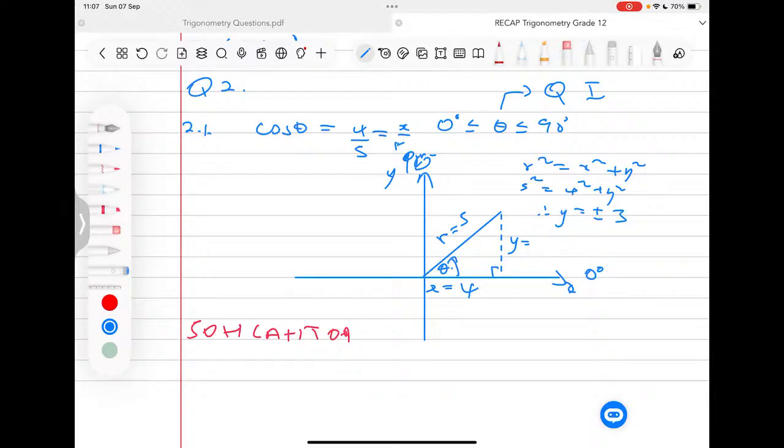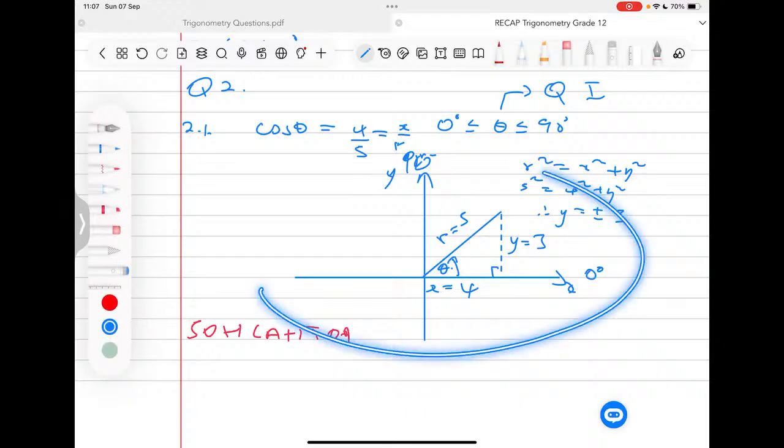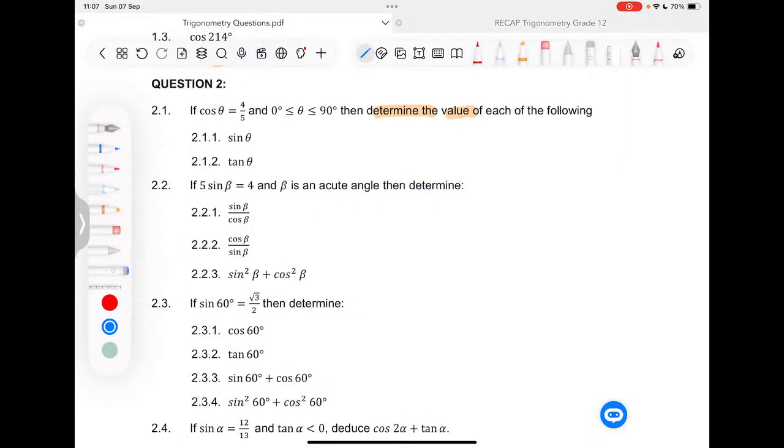So if you look at our numbers here of y, we have two options, positive and negative. But when you look at this side here, our y should be positive, right? So it means we're going to have a positive 3. Now, when you have done this, you can now answer these two questions that we have here.